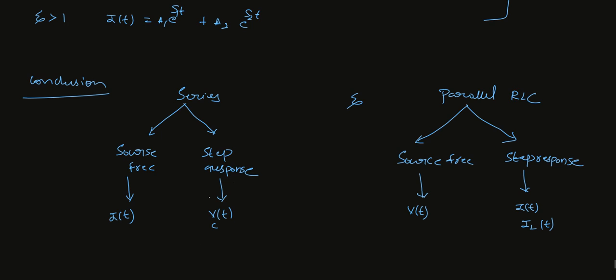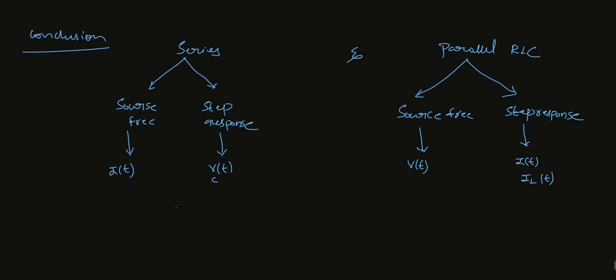If there is an initial condition, then we have to include the final value of that particular element. In the series case it is the inductor, and in the parallel case it is the capacitor. And in each and every case we have seen three cases: zeta less than 1, zeta equal to 1, and zeta greater than 1.